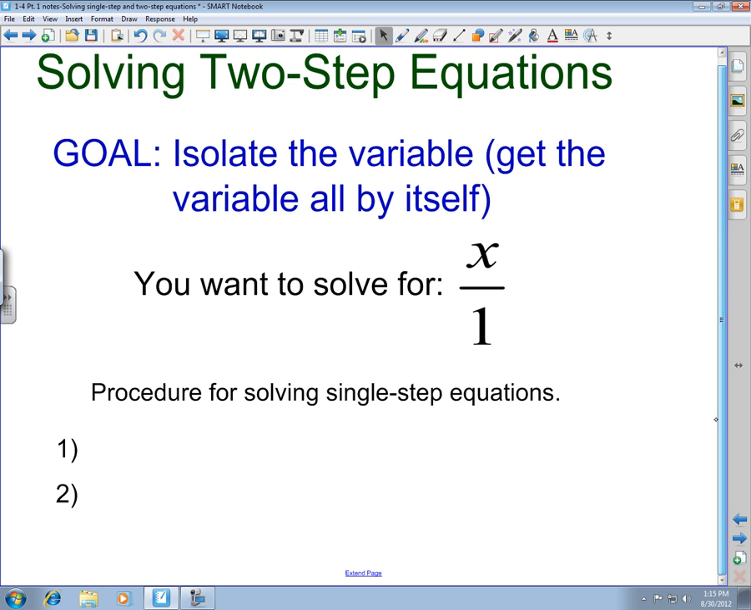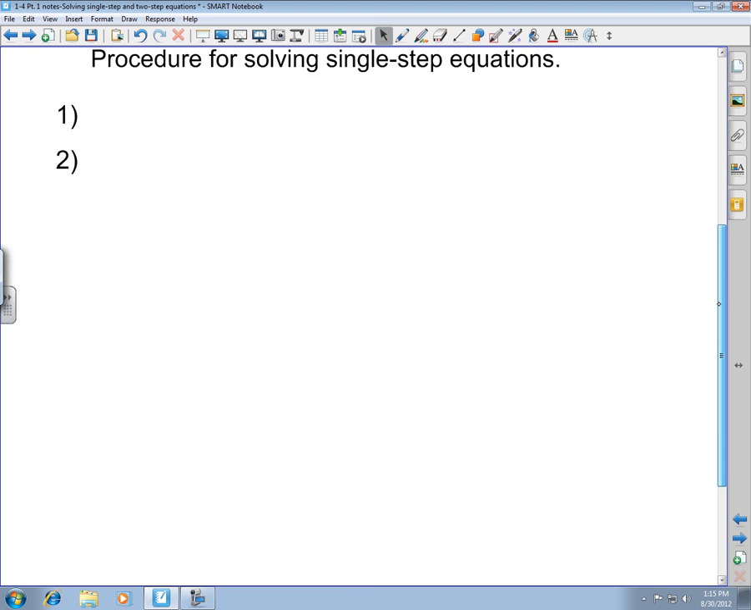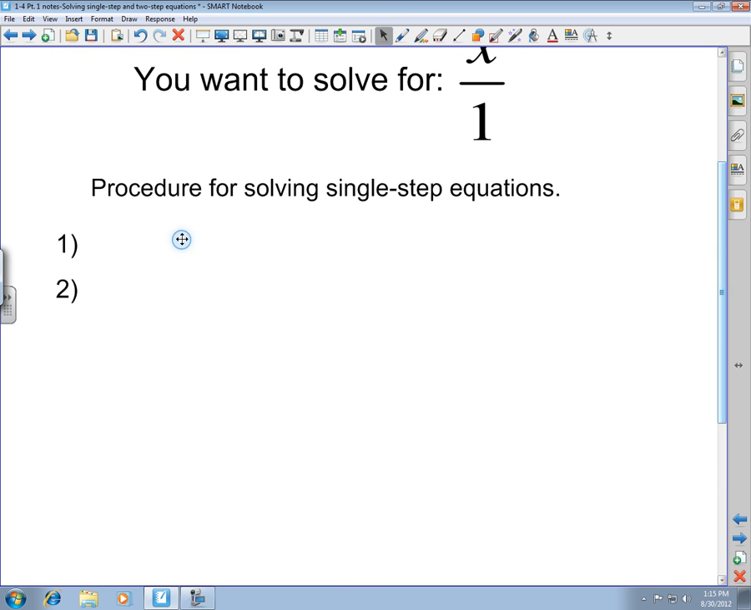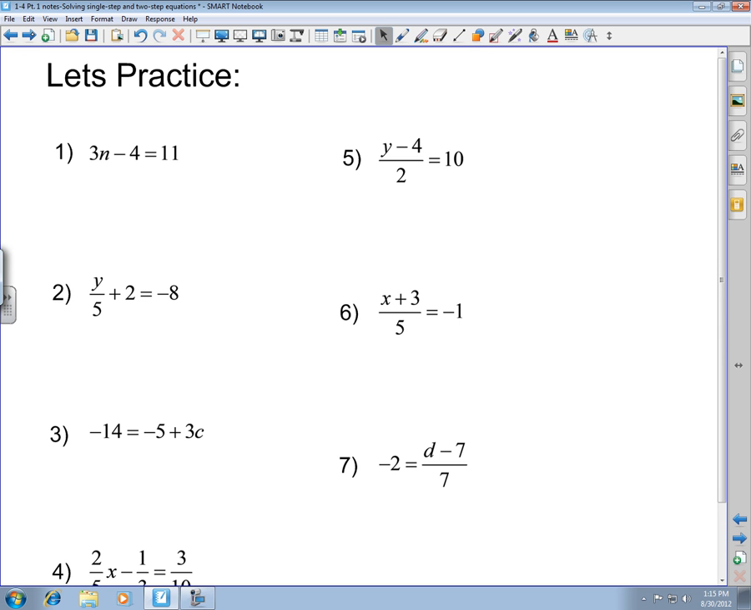Now, for two-step equations, it's very simple. There are two steps to two-step equations. Step 1: you're going to undo addition and or subtraction first. Step 2: you undo multiplication and or division second. And that's literally it. Let's practice.